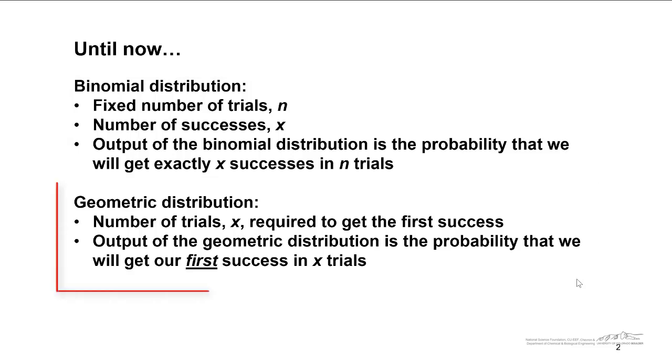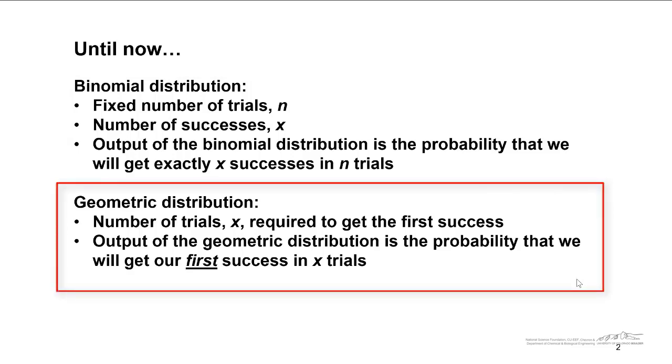We then talked about the geometric distribution. This is the number of trials. So now the number of trials is the independent variable that goes into the formula required to get the first success. And that's the important thing, the first success. The output of the geometric distribution is the probability that we will get our first success in x trials.